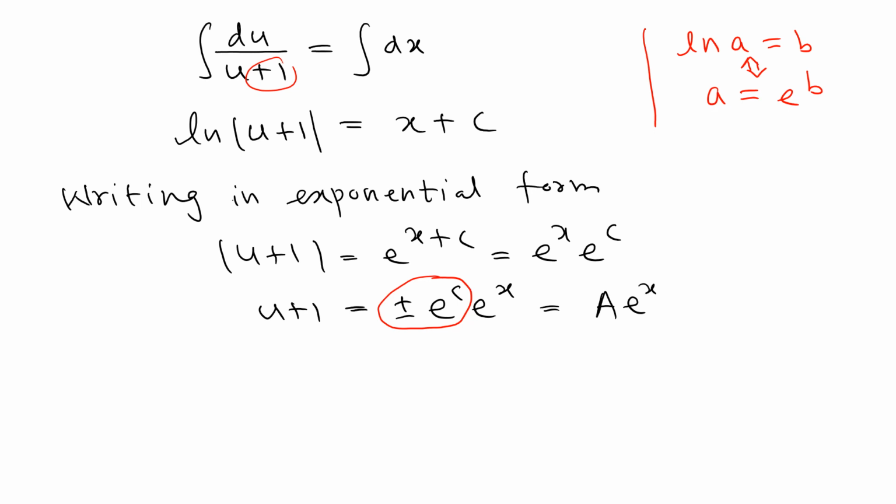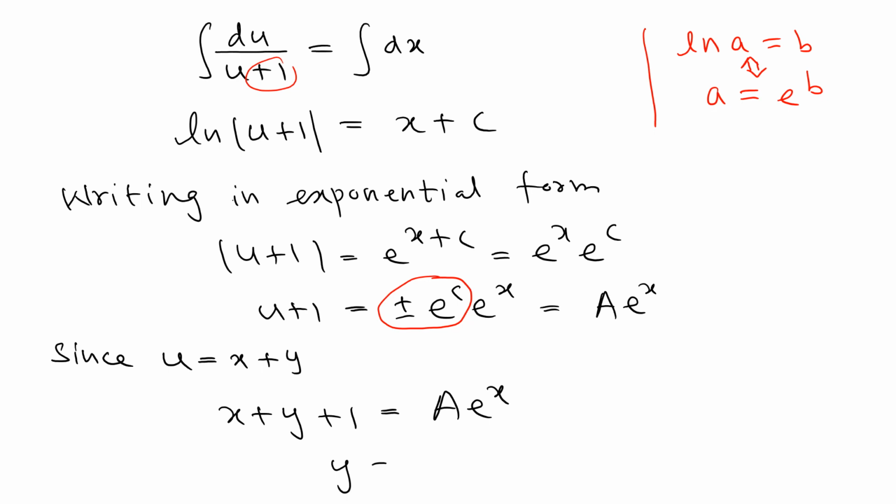Okay, now we're going to substitute for u. Since u equals x plus y, we can substitute that. So you're going to get x plus y plus 1 equals a e to the x. Now we're going to solve for y. If you solve for y, you can write this as a e to the x minus x minus 1. So that is the answer for this problem.